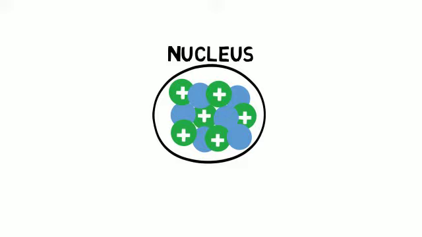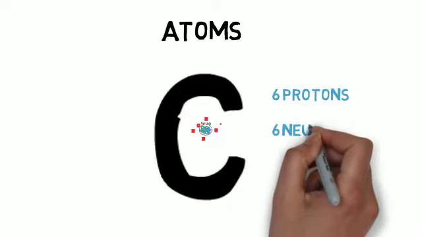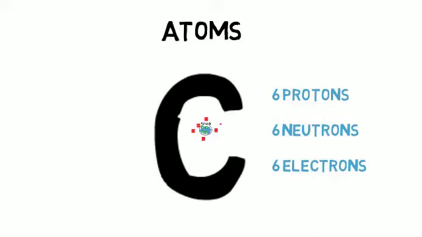And the nucleus is at the center of our atom, and it's where a lot of the mass for our atom comes from. Now, surrounding our nucleus are these negatively charged particles that we refer to as electrons. So in the atom of carbon, we have 6 protons, 6 neutrons, and 6 electrons.